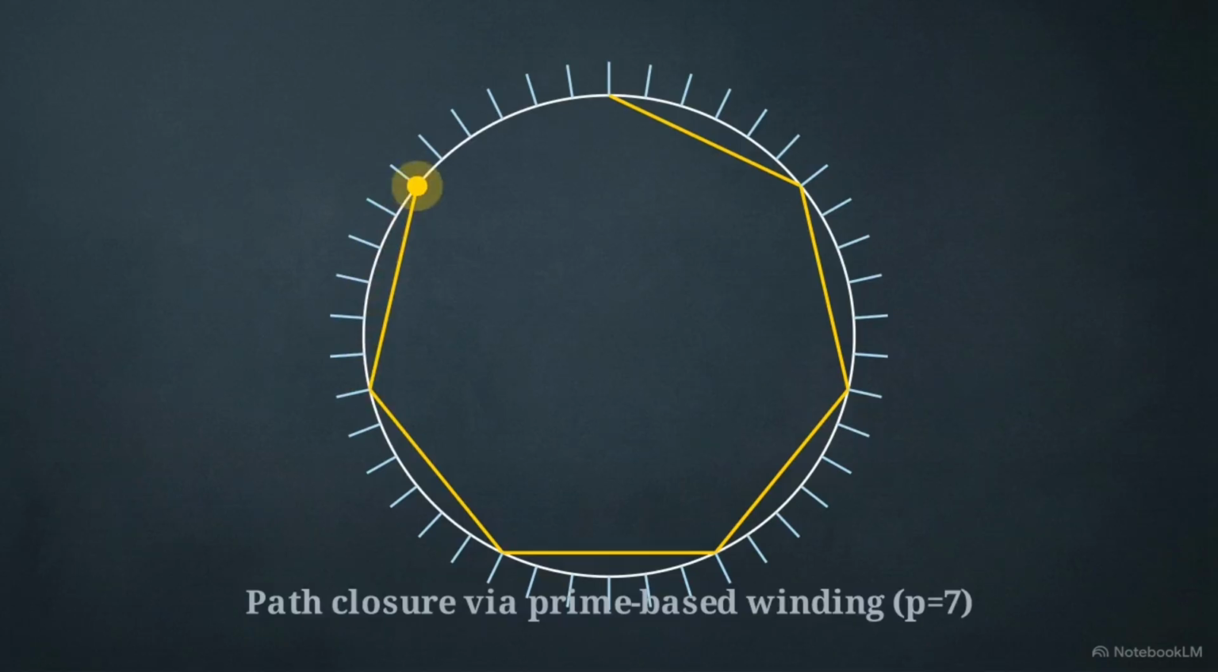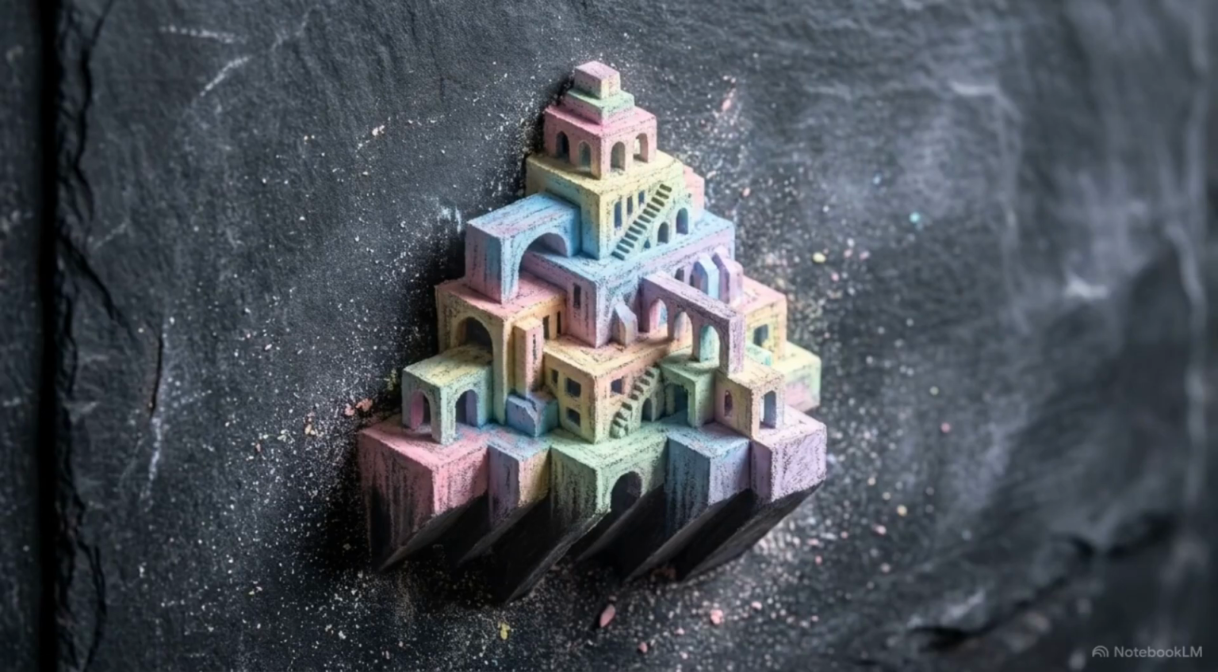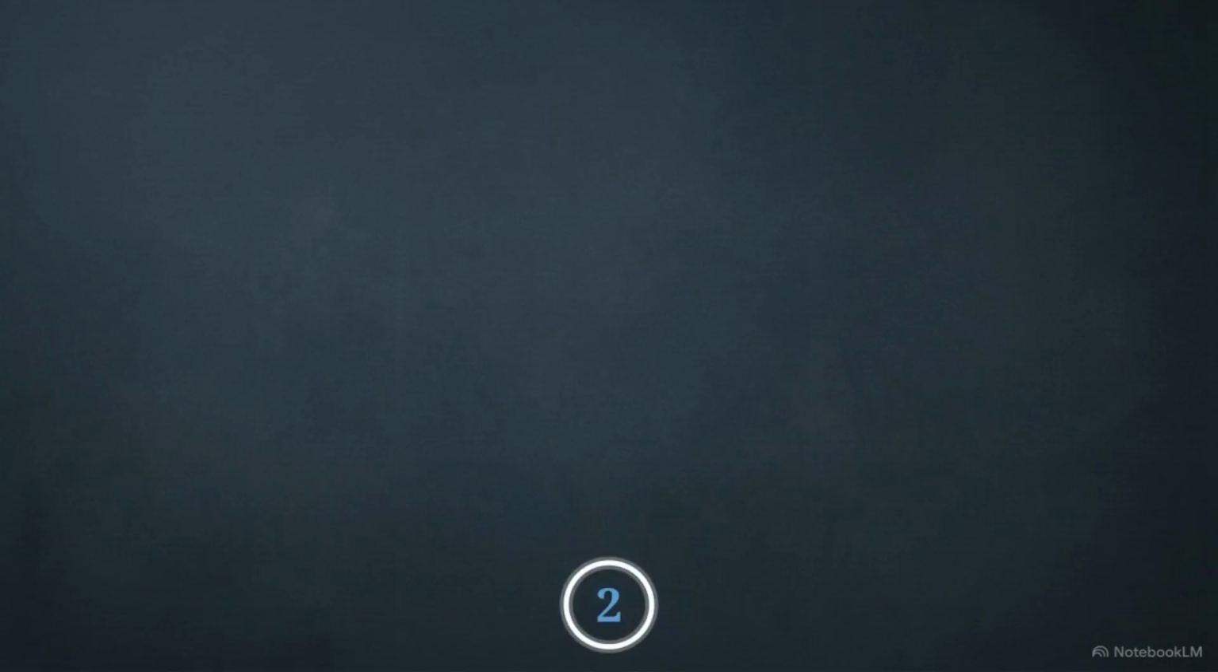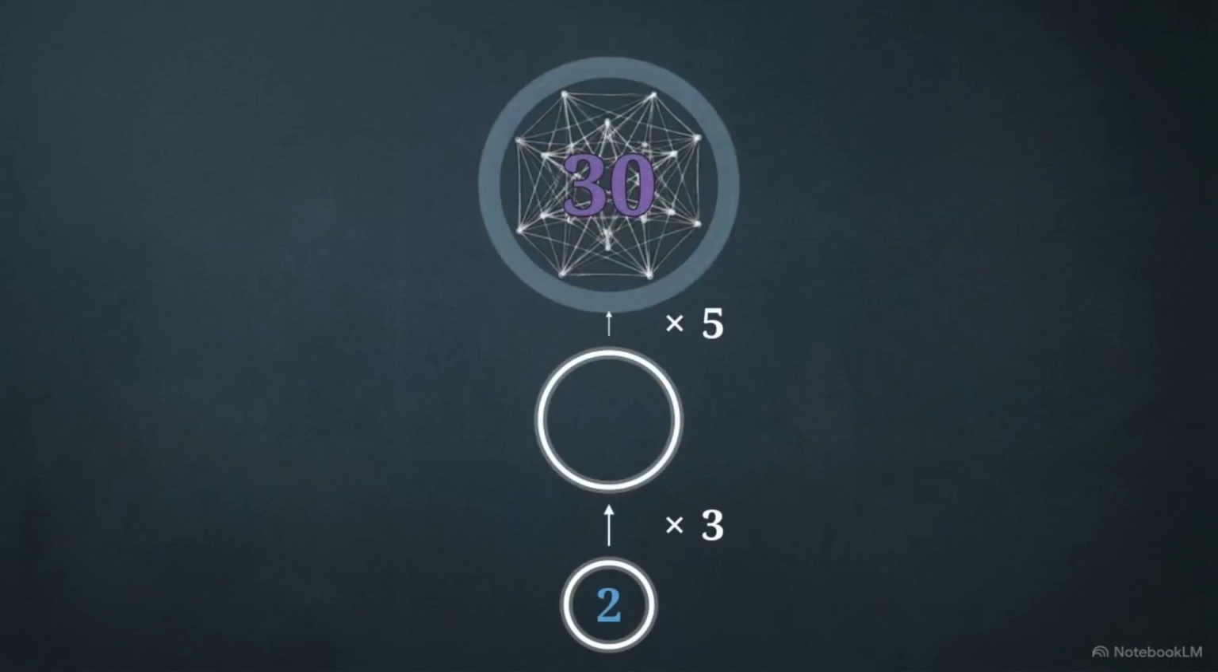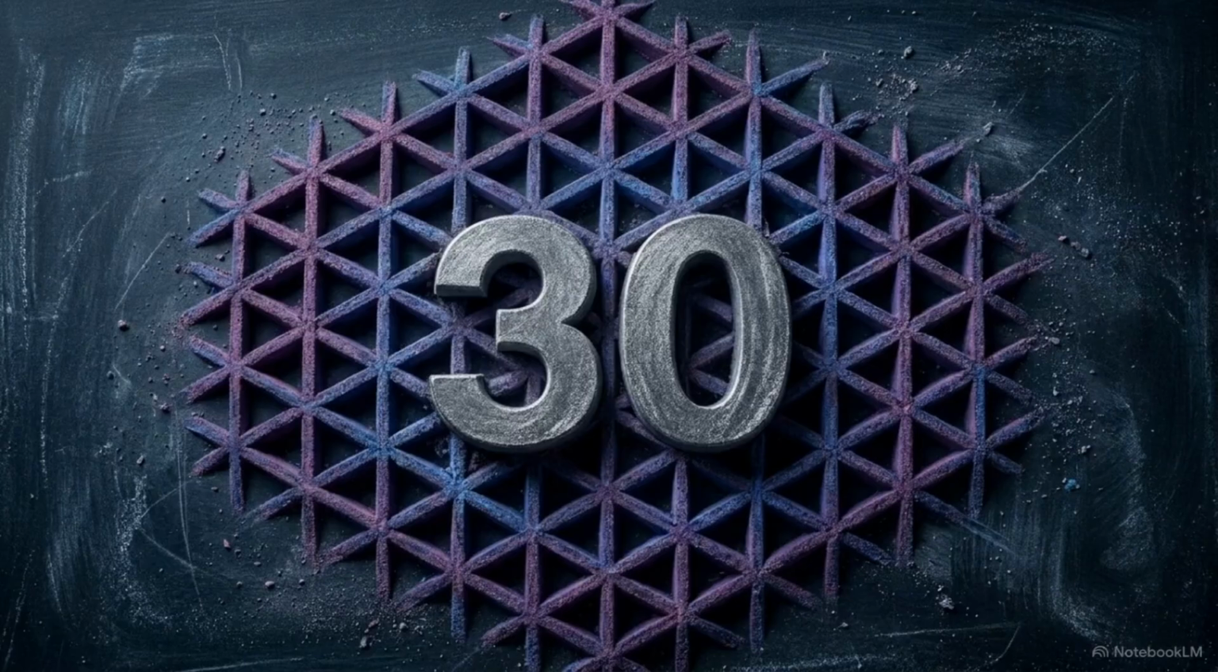This creates a primordial hierarchy. Each successive tier of physical complexity in the universe is built by multiplying the next consecutive prime number into the geometry. The hadronic sector, the environment of quarks and gluons, operates on a geometry governed by the number 30.